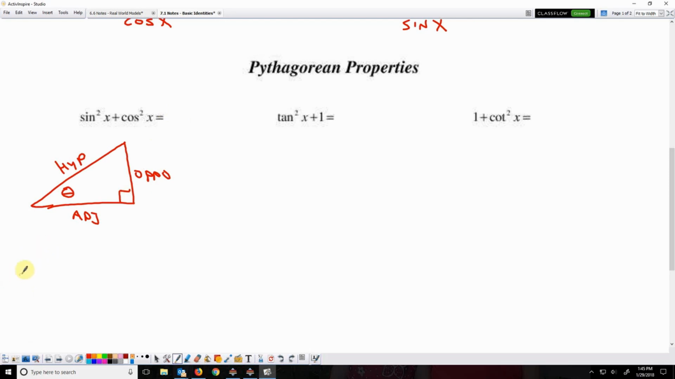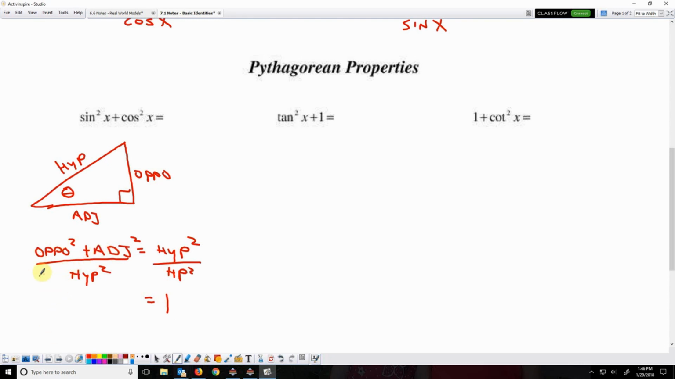According to the Pythagorean Theorem, the two legs squared, that's opposite squared, plus adjacent squared, equals the hypotenuse squared. If I divide both sides by hypotenuse squared, I can say that the right side equals 1.